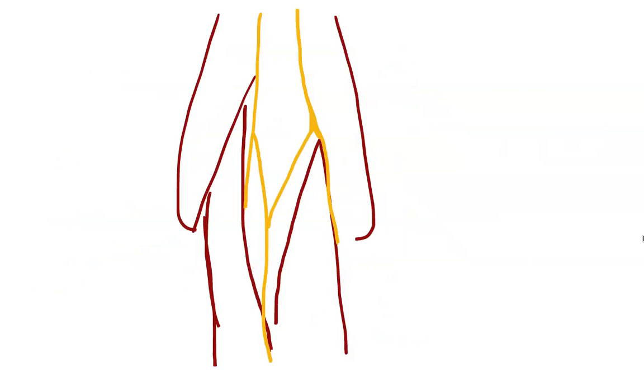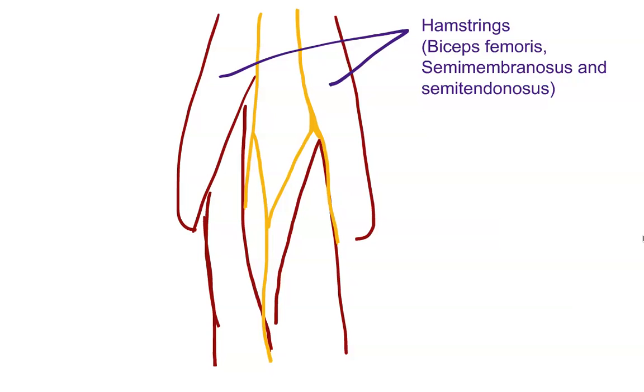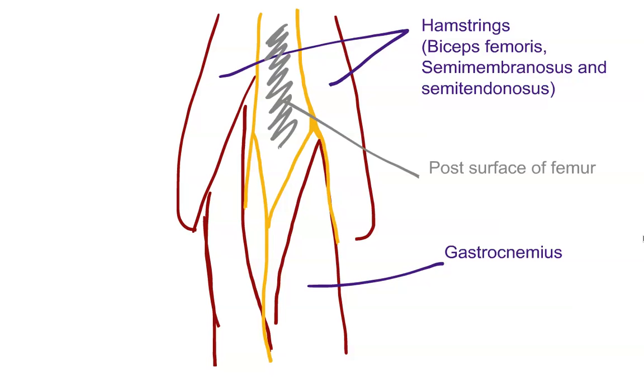The popliteal fossa is at the back of the knee, bordered by the hamstrings and by the gastrocnemius muscle below. The roof is formed by popliteal fascia and the floor by the femur bone itself. Its deepest structure is the popliteal artery, the continuation of the femoral artery having emerged from the adductor hiatus.